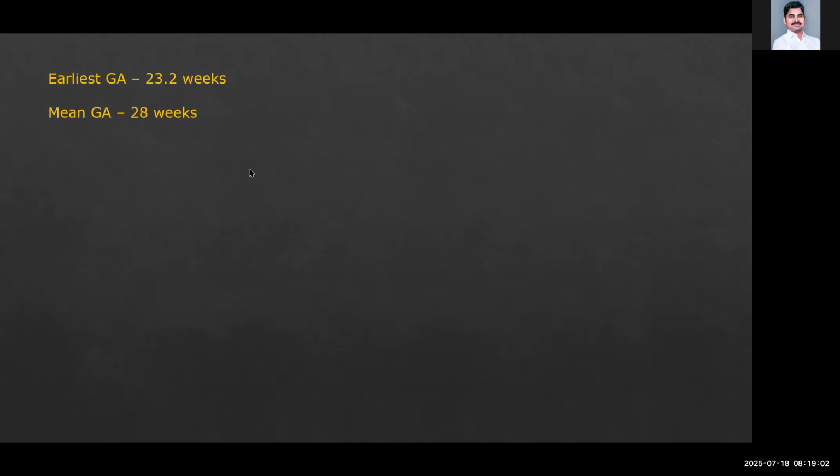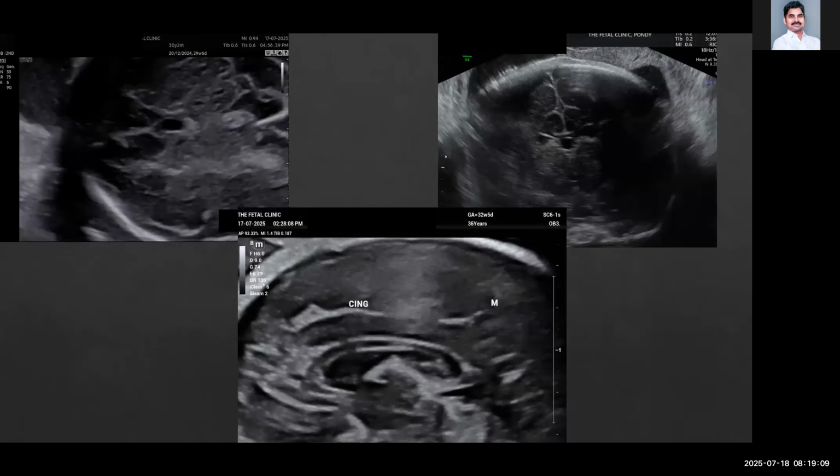So mean gestational age at which the cingulate sulcus is seen is 28 weeks. So here in the axial plane, callosal sulcus is visualized. Here this shows the coronal plane visualizing cingulate sulcus, the axial plane showing cingulate sulcus, coronal plane showing cingulate sulcus, and this is the cingulate sulcus in sagittal plane. This is the marginal sulcus. Cingulate sulcus continues postero-superiorly as the marginal sulcus.